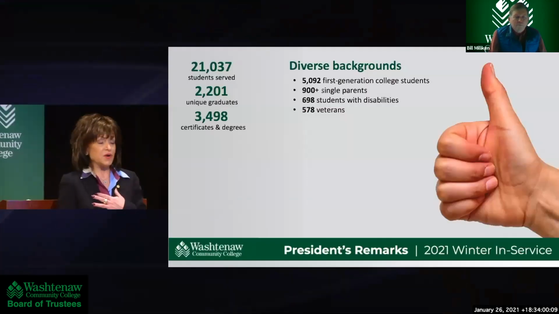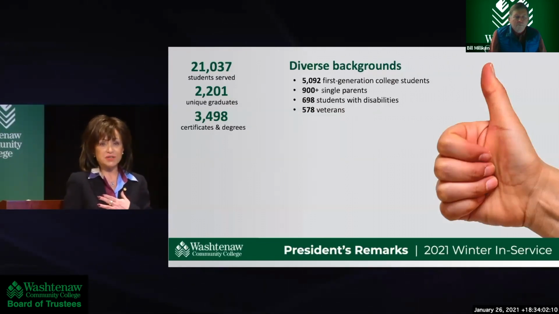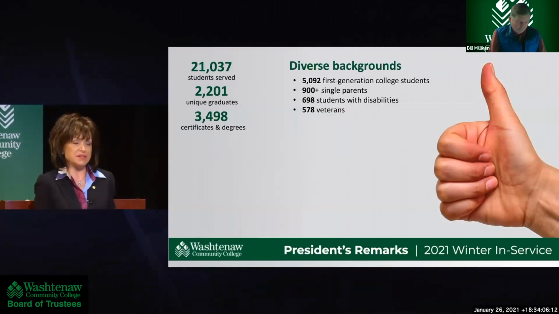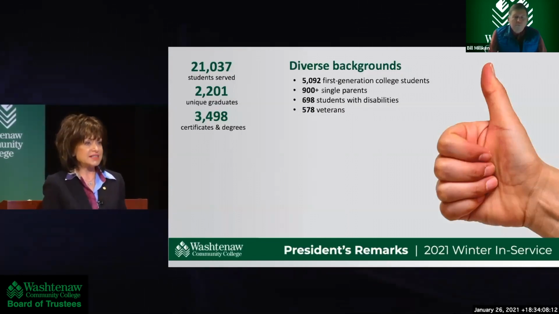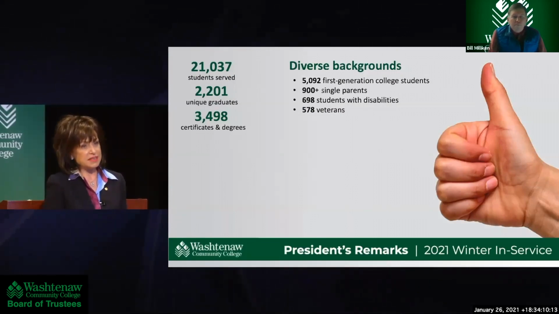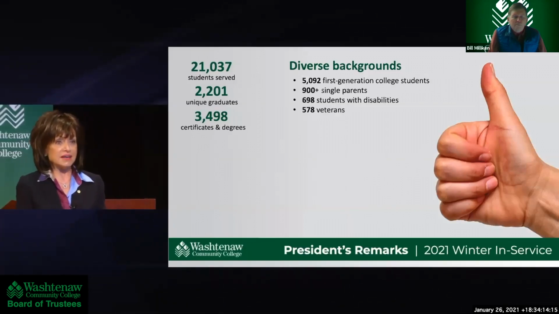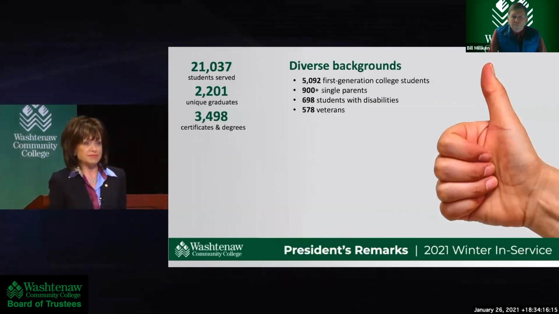And our students come from diverse backgrounds. And like many of us, over 5,000 were first-generation college students, 923 single parents, 698 students with disabilities, and 578 veterans. What does that say about what we do? I don't know about you, but it makes me feel pretty darn good.